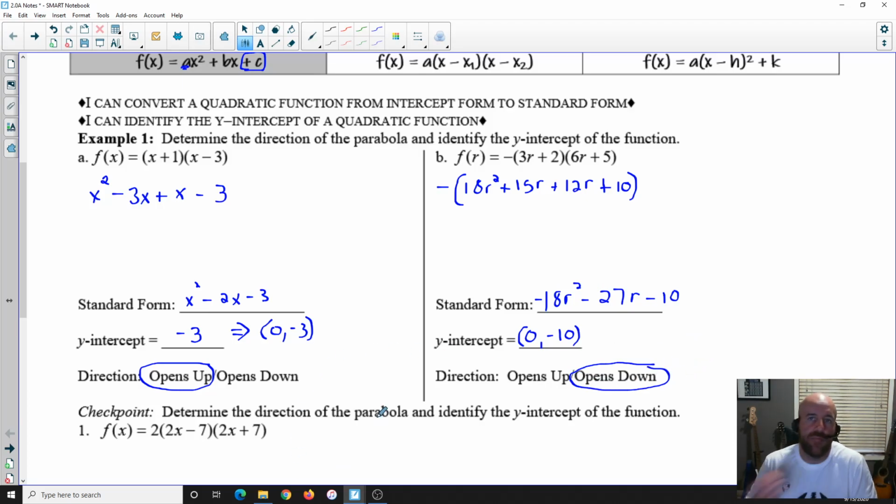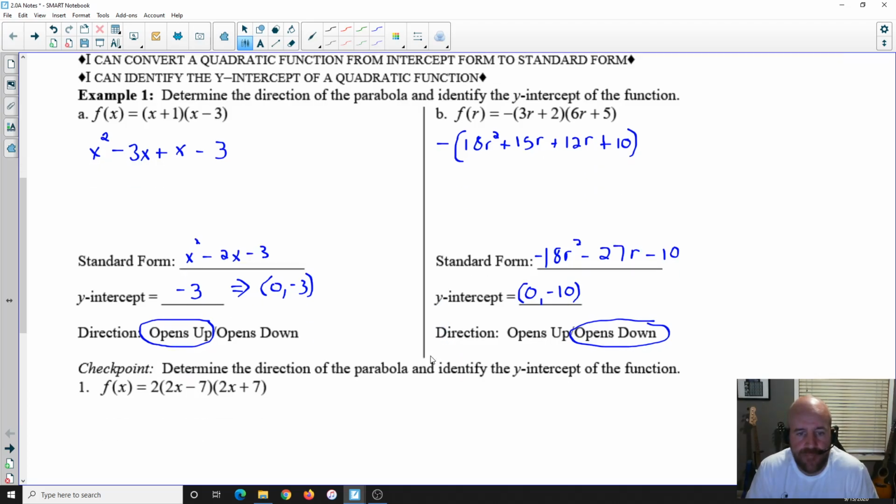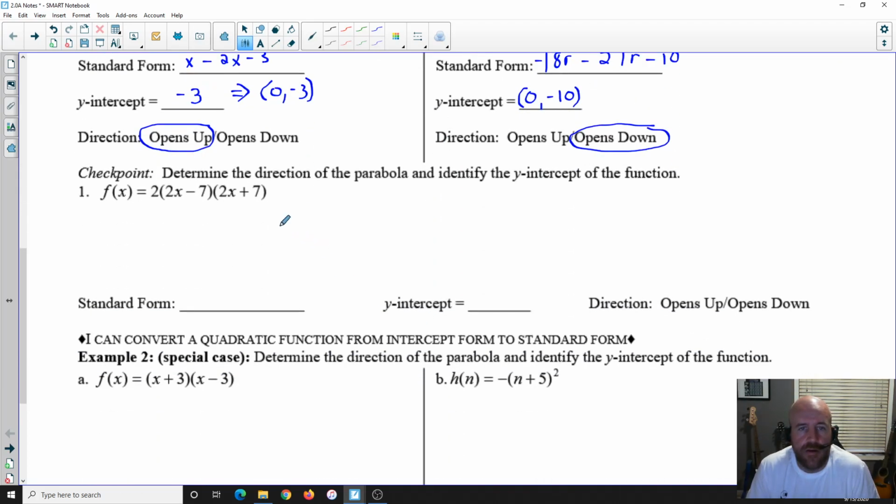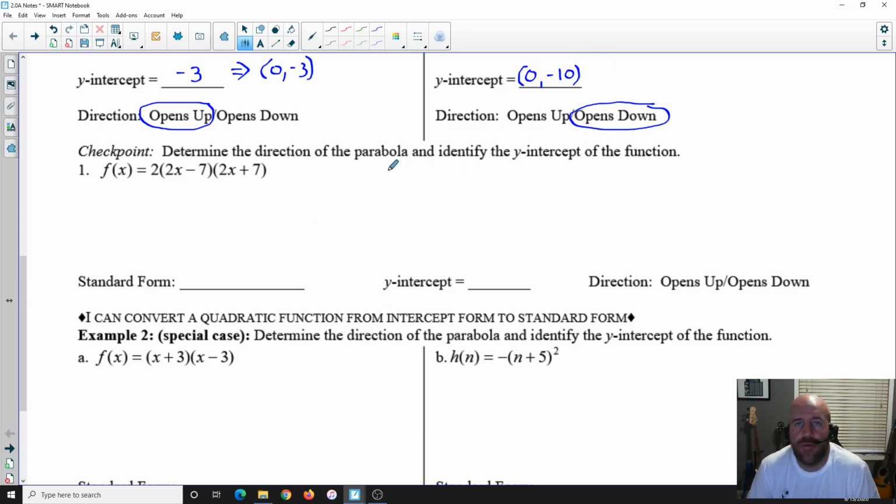So here's the checkpoint. Go ahead and pause and try that. All right, so determine the direction of the parabola, identify the y-intercept, just like we did in the examples. This time, I'm going to change it up a little bit. I'm going to take this 2 and distribute it into one of these, not both. You could follow what we did with the negative up above and just multiply the 2 binomials together and then multiply everything by 2. Either way works. So I'm going to go ahead and multiply this first binomial by 2.